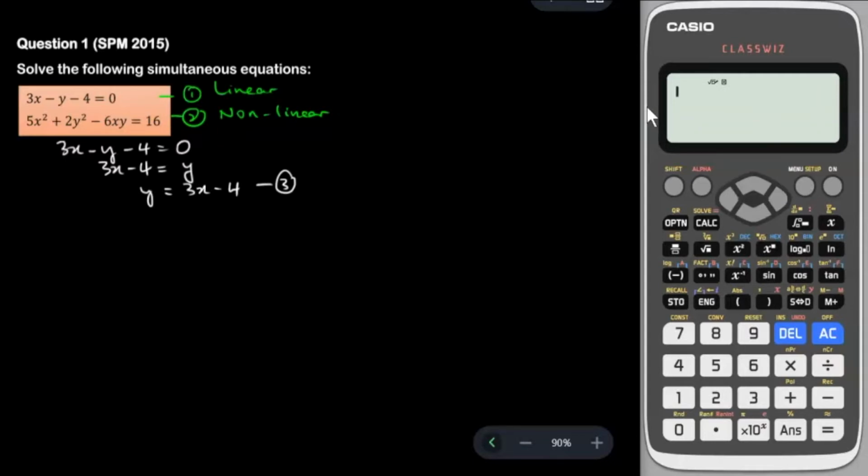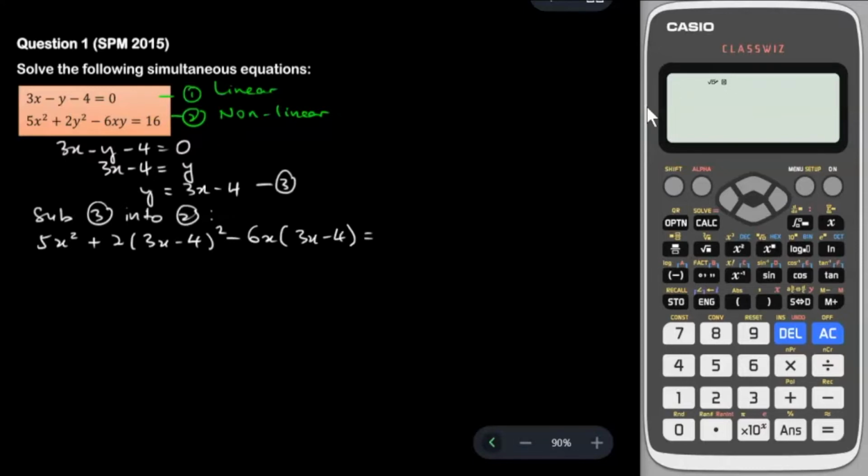So now I'm going to substitute equation 3 into equation 2. So sub 3 into 2. For equation 2 will be 5x squared plus 2, y is 3x minus 4, whole thing square, minus 6x, and y is 3x minus 4, then equals to 16.